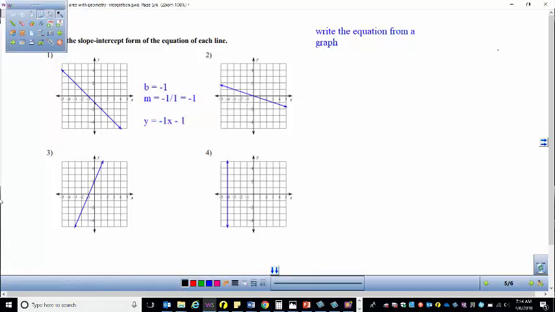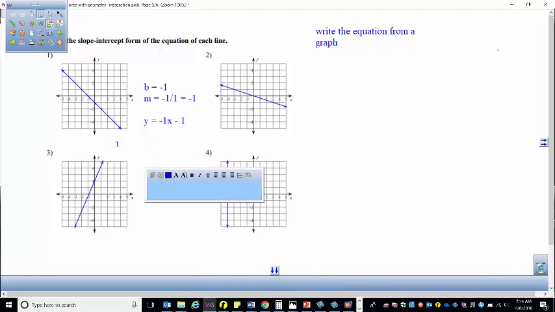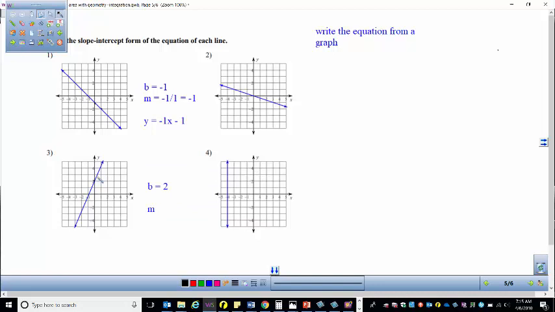So I'm going to go down here to number 3. And let's see what I can get here on number 3. I have a y-intercept of 2, so I can put that in, that my b equals 2. And then my m, I need this point, and I gotta find a good point, so maybe this one right here.